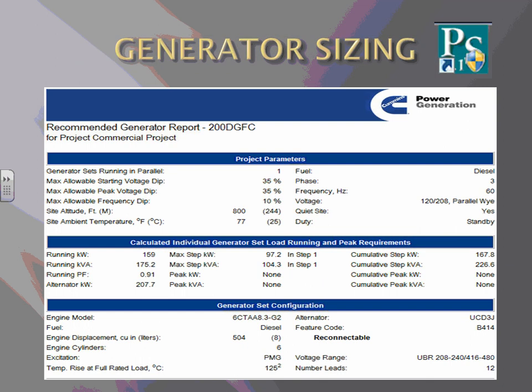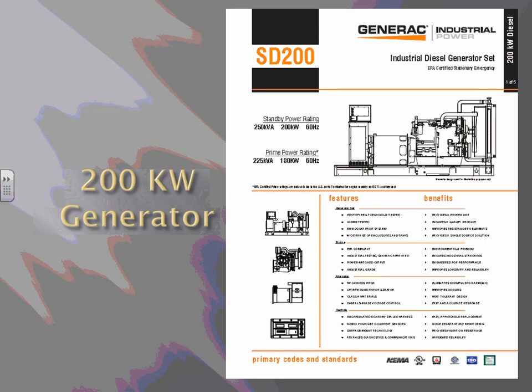Also, we use Cummins PowerSuite to size our generator. At the end of it, we came up with a 200 kW generator, 250 kVA at 60 hertz. Jamie also was going to touch a little bit on this program. And here is the cut sheet for our generator. As I said, it's a 200 kW, 250 kVA. We went with Generac mainly because the cut sheet was clear. And it's a standby generator due to the fact we have a separate emergency system with battery-operated bug-eye lights.